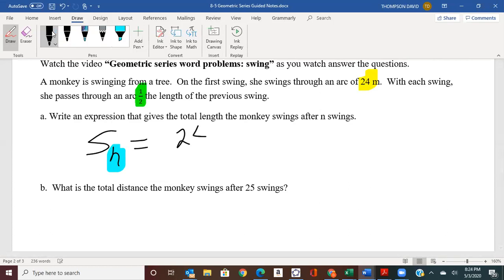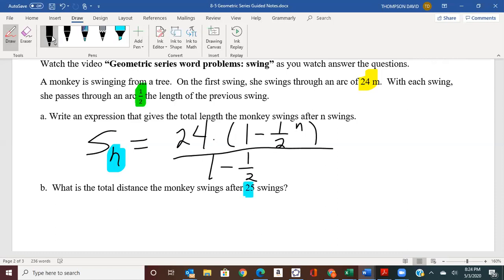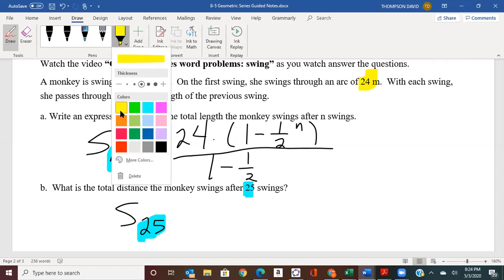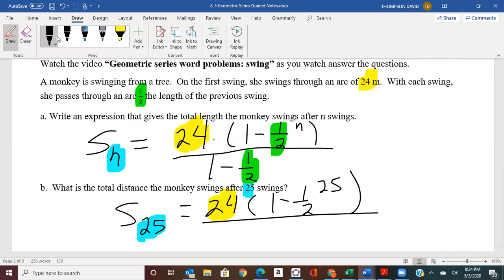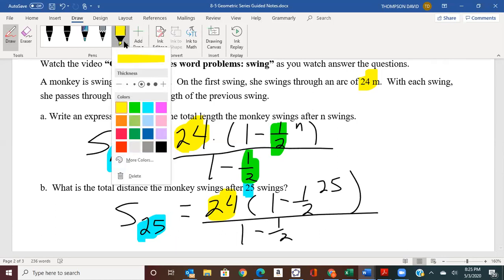Sn equals 24 times parentheses 1 minus 1/2 to the n, all that over 1 minus 1/2. What is the total distance the monkey swings after 25 swings? So now we're being told what our n is going to be. It's going to be 25. So we'll say S25, and let's highlight our other information, 24. S25 equals 24 times parentheses 1 minus 1/2 to the 25, all that over 1 minus 1/2. The rate is in green, and there we go.